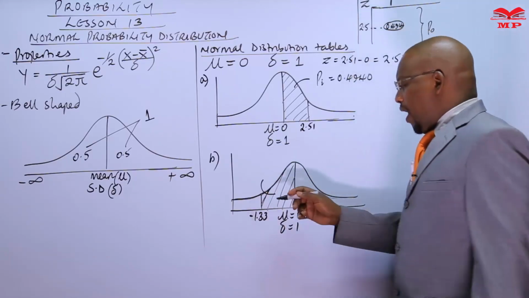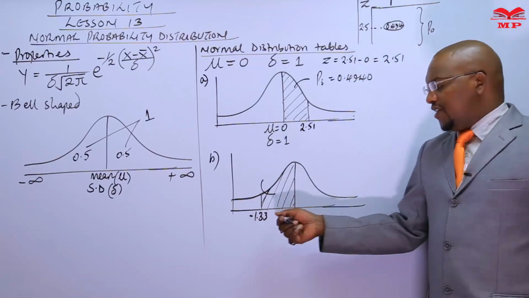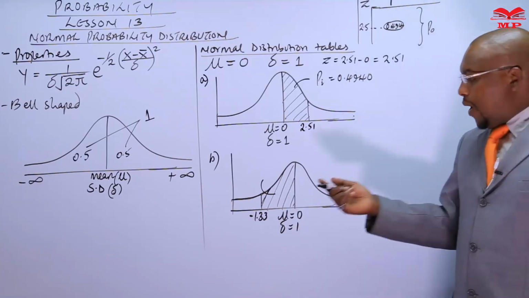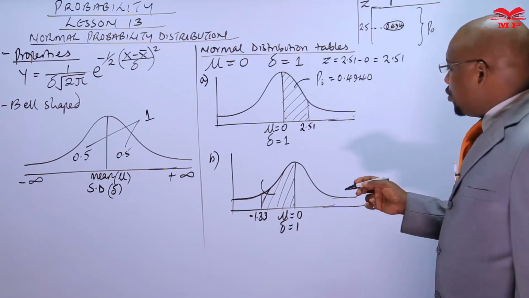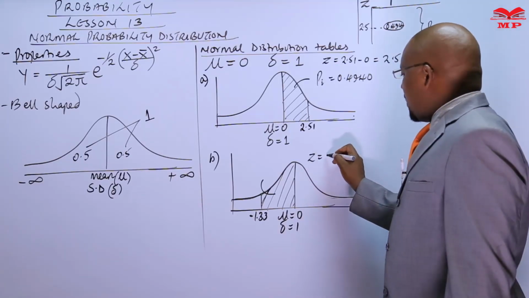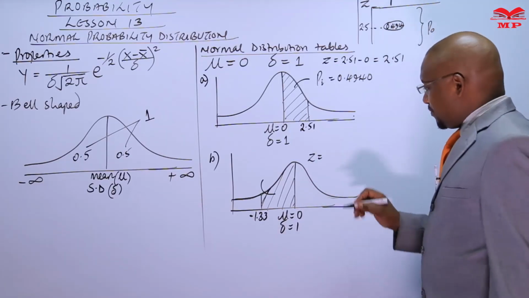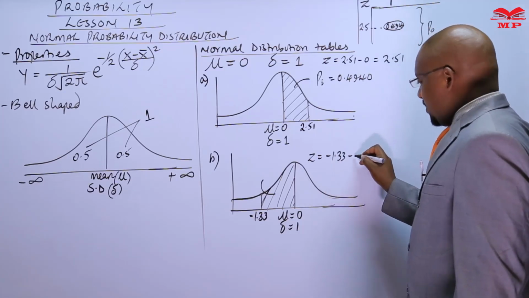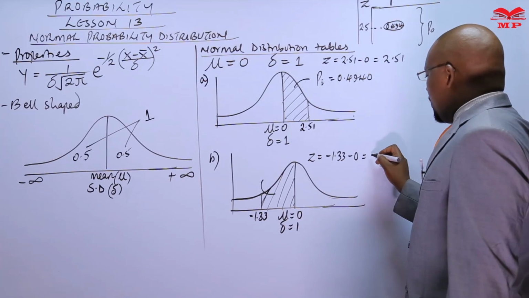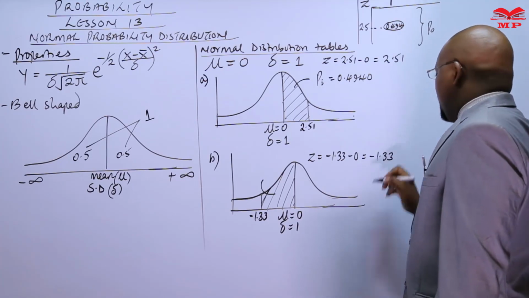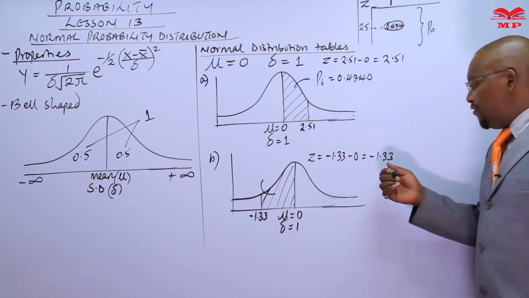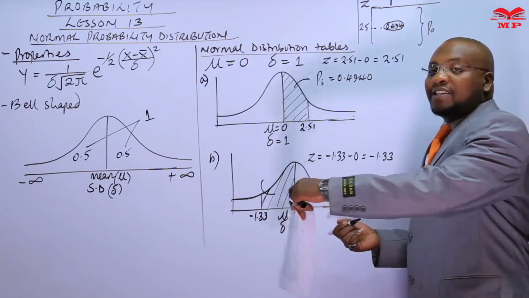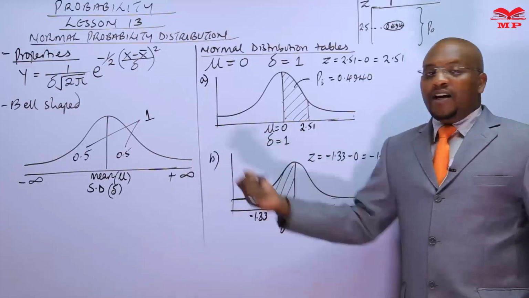Probability will be where we read Z as 1.33 because it is the difference between 1.33 and 0. So 1.33 is going to be Z. So Z is minus 1.33 minus 0, which is minus 1.33. But of course, we are going to read it as positive because the negative sign shows us the left-hand side. That's what you said about the signs.